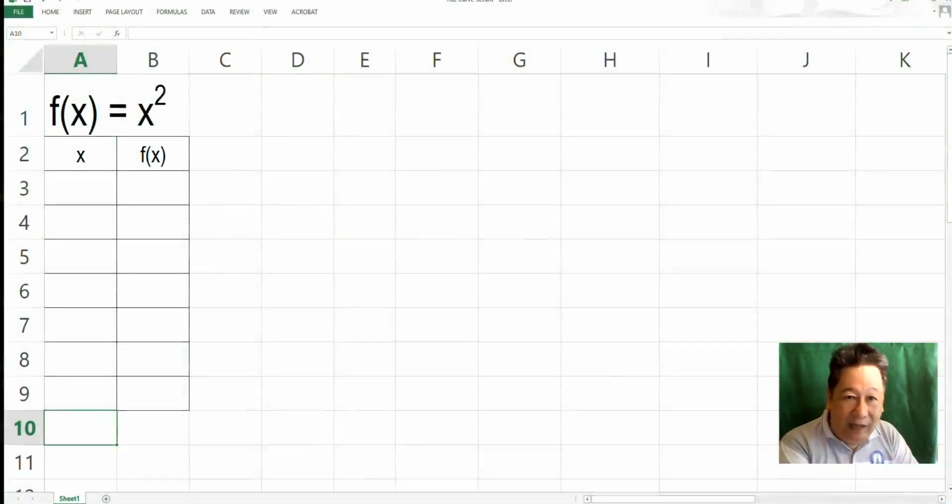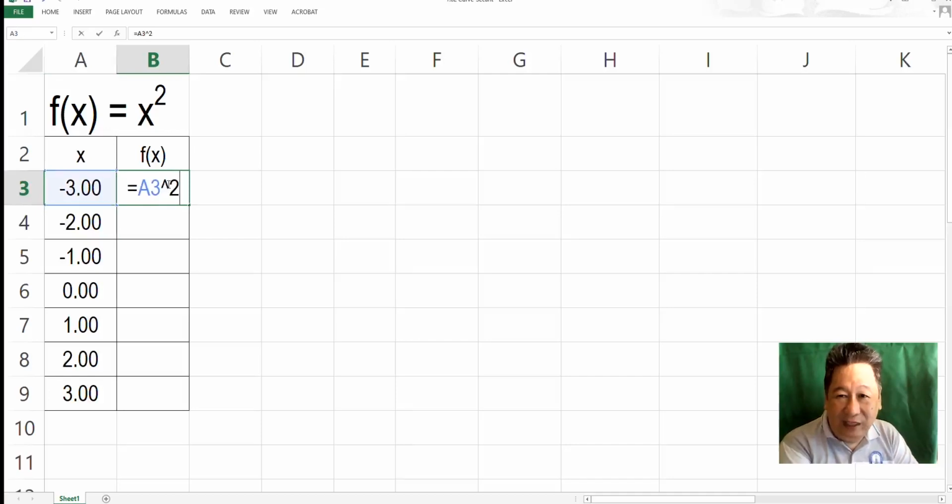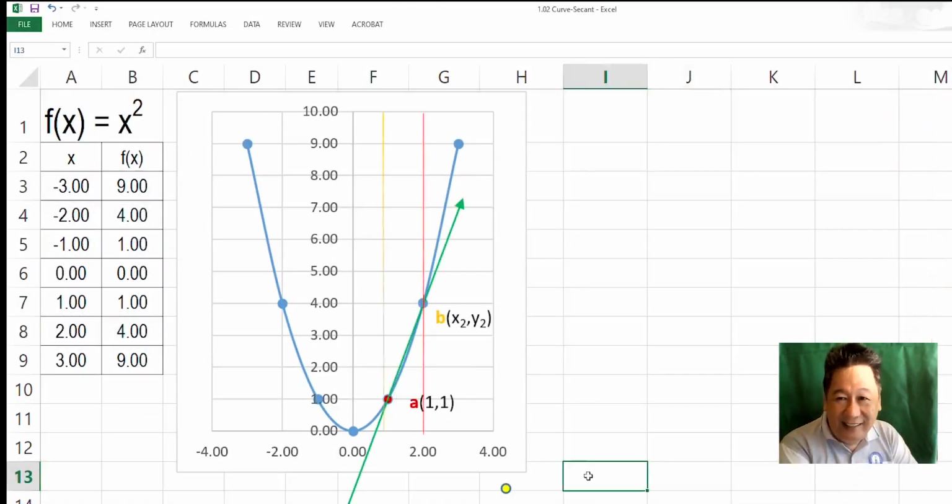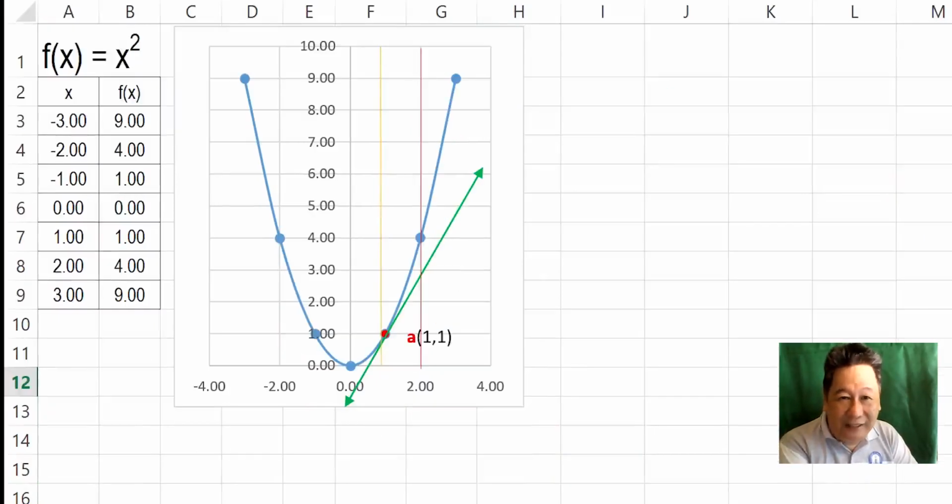For our example, let's use Excel to show the shape of the curves. Take the curve y equals x squared. It's a parabola. So entering these numbers there, let's see what the curve looks like. I'll show you. Okay, and we know that this point A is on the curve because if x equals 1, then y equals x squared equals 1. So point A is at (1, 1).